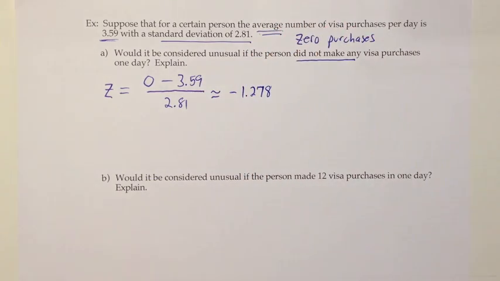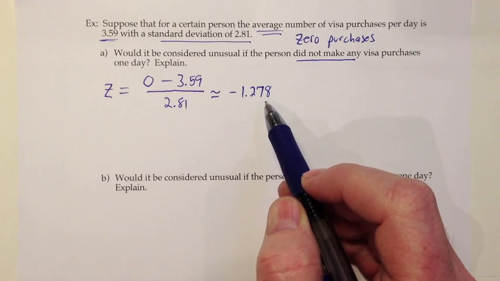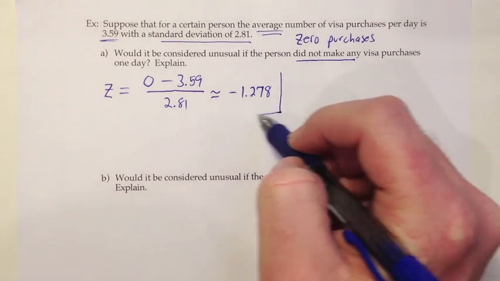And so then we're faced with that question again, is that considered unusual? And what we saw from those charts on the previous page is if you are more than 2 standard deviations away from the mean, that would be considered unusual. This is 1.278 standard deviations away, so it's less than 2 standard deviations, so this is not unusual.